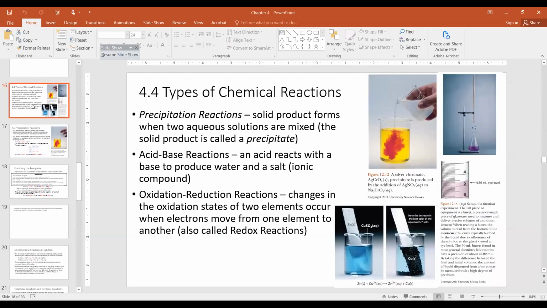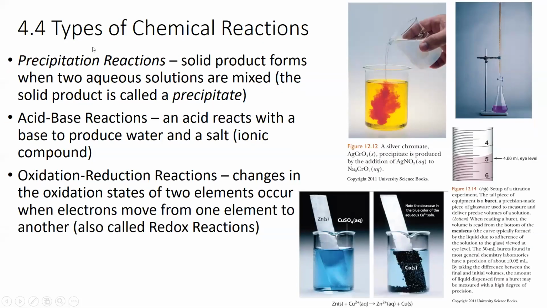So 4.4 is really a short section here. Really, it's just an outline of what we're about to do. So 4.4, types of chemical reactions. And so precipitation reactions is where we're going to start. In a precipitation reaction, a solid product forms when two aqueous solutions are mixed. So an example is over here at the right, silver chromate, which is insoluble, and you know it's insoluble because of the S there. That gets produced when you mix two solutions. And the two solutions that you'd mix would be something like silver nitrate and sodium chromate.